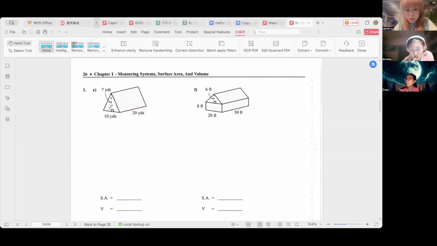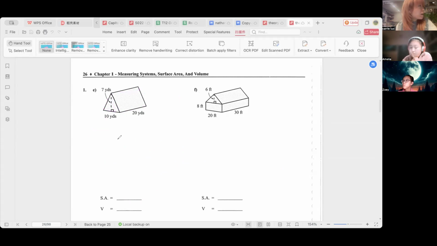Okay, so let's take a look at the last one. Next one is the area of the bottom times the height. So volume is very easy. 7 times 10 divided by 2 times 20. So the answer is 700 yards cubed. Clear? Okay. Yes. So let's take a look at this one.